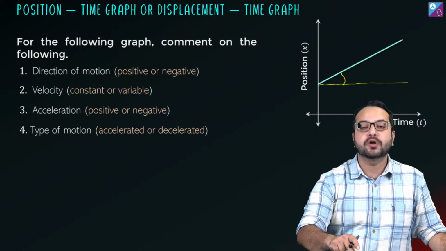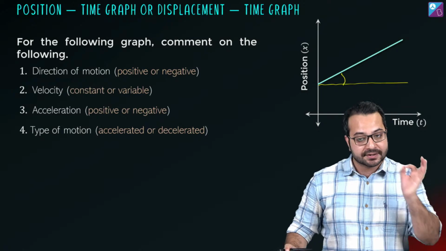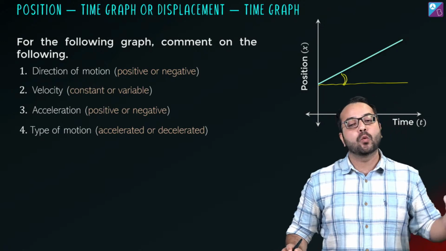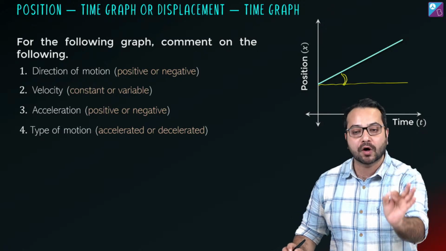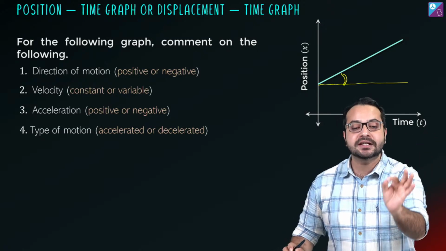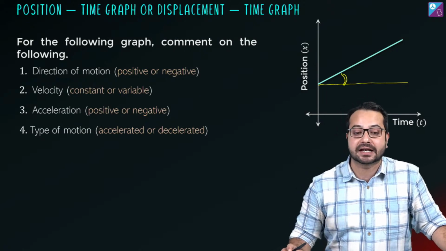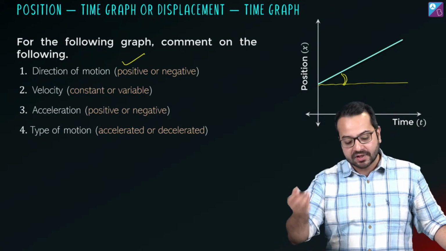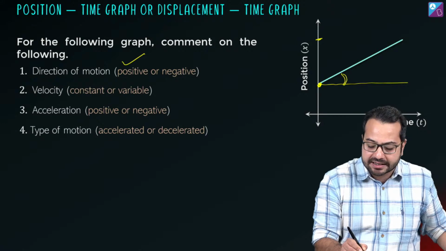Is the slope constant? Is the slope positive or negative? The slope is positive. It is making an acute angle with the time axis. So what is the slope? This slope is positive, meaning the velocity is positive, which means the particle is going in the positive direction. Is that correct? So what will be the correct answer? Positive.